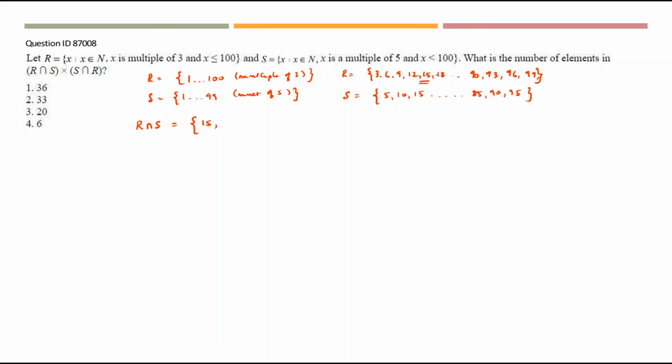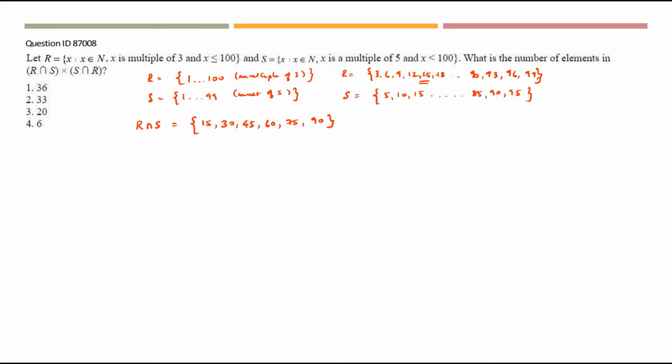Anything below 15 you don't have. You don't have 5, you don't have 10 in 3. So if you take 20, it won't be there. 25, it won't. 30, it will be there because 10 3s are 30 and 5 6s are 30. So 30 will be there. Similarly, 45. So 15 3s are 45 and 5 9s are 45. Then we have 60. 20 into 3 is 60 and 12 into 5 is 60. Then we have 75. Then we have 90.